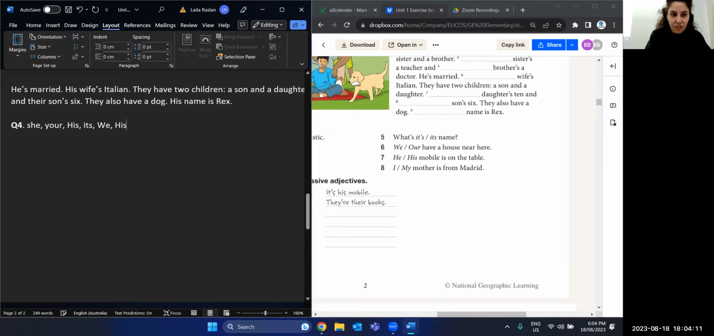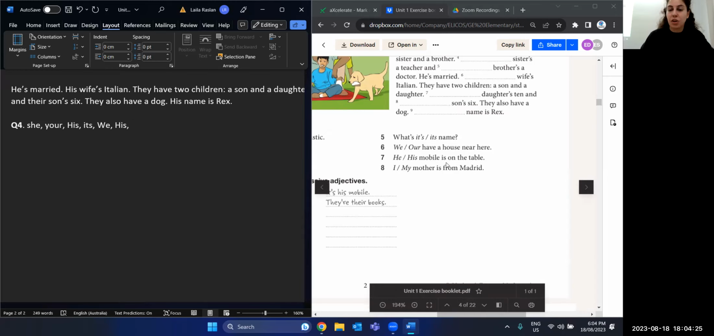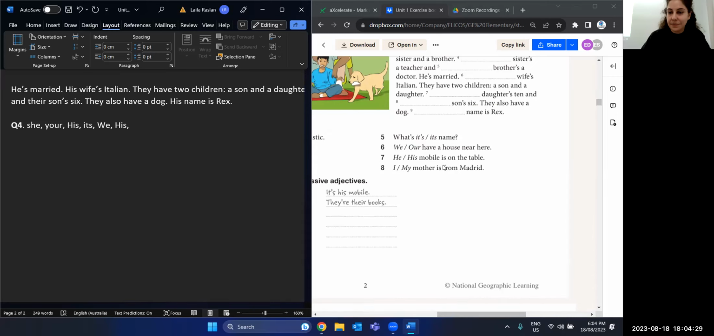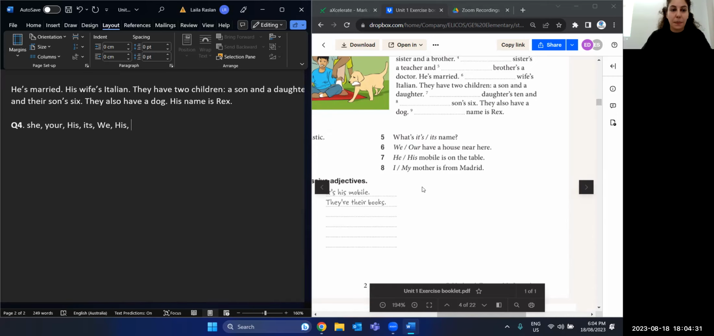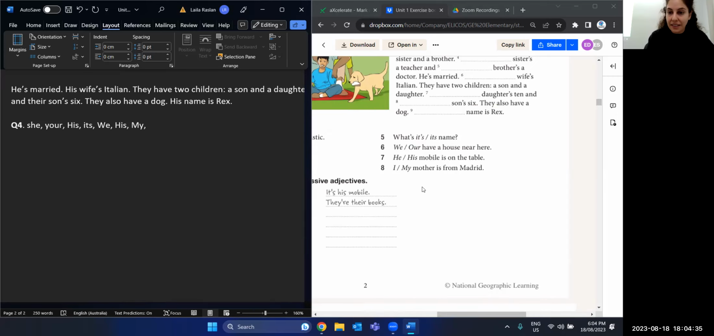7, yes, there's a noun, so his mobile is on the table. Not he, because I'm not saying he is working, he likes soccer, he reads every day. I'm not using an action. So I'm using a noun. So his mobile, his book, his friend, whatever. 8. Yeah, because there's a noun, mother. So my mother is from Madrid.